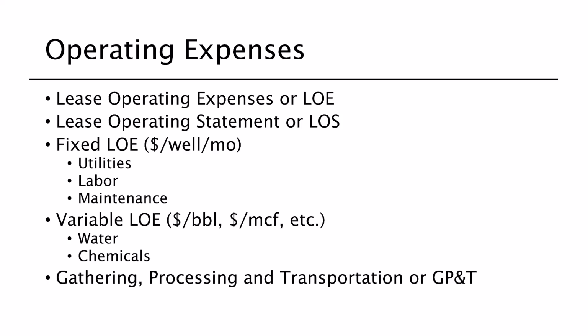Variable expenses, on the other hand, change based on the level of production. This will be chemicals, water, and other expenses that are tied directly to the volumes of oil or gas. These are modeled as $1 per barrel per month or $1 per MCF per month.